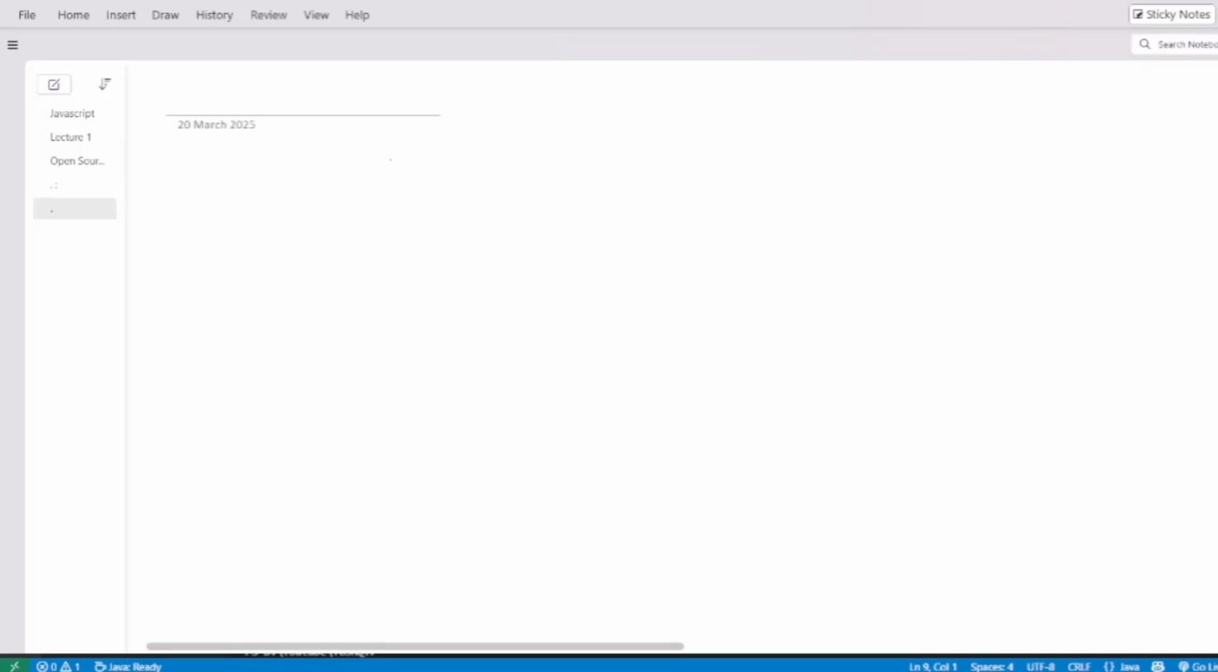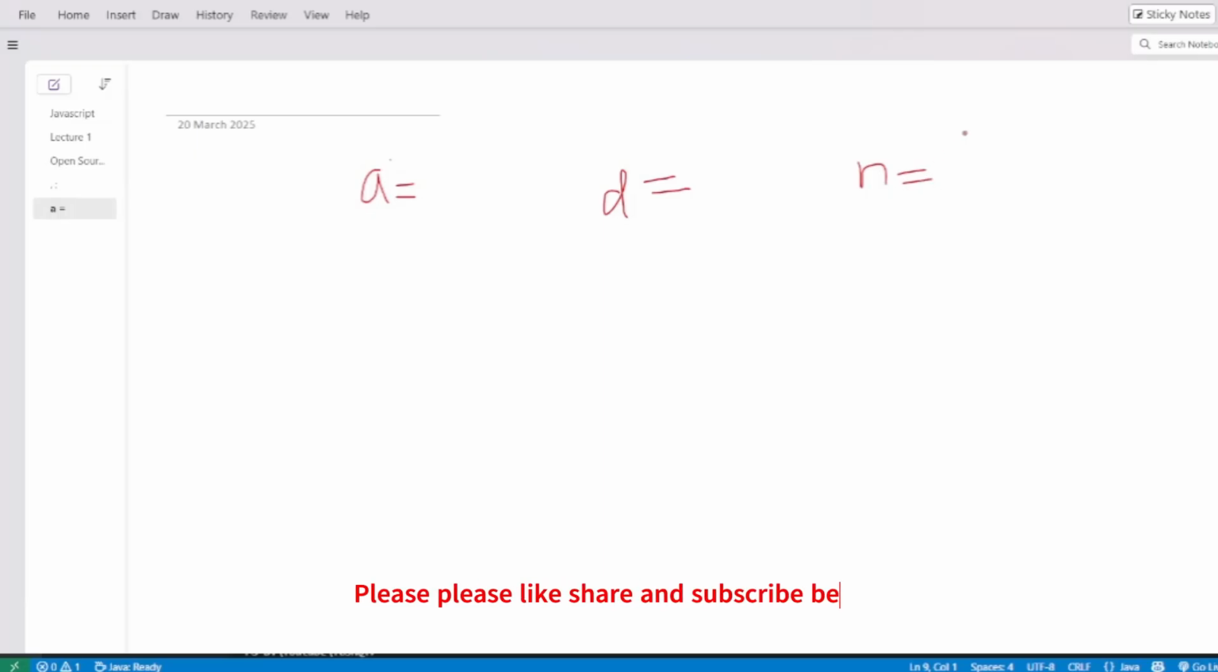In an AP series, generally the starting point is given and the difference is given, and then we find the number of terms. For example, in this case A is the starting point, D is the common difference between elements, and N is how many terms. So these are the elements present in an AP series.